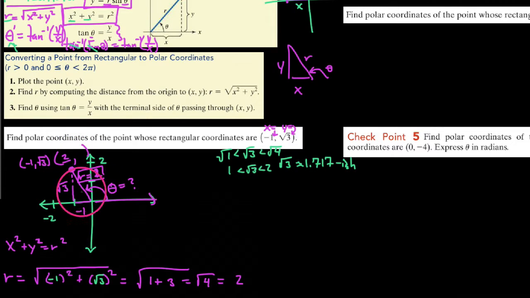Now, we need to find this angle, and one thing I notice is this angle is somewhere between pi halves and pi. Or if we're doing this in degrees, it's somewhere between 90 degrees and 180 degrees here. The interesting thing about it, however, is this.